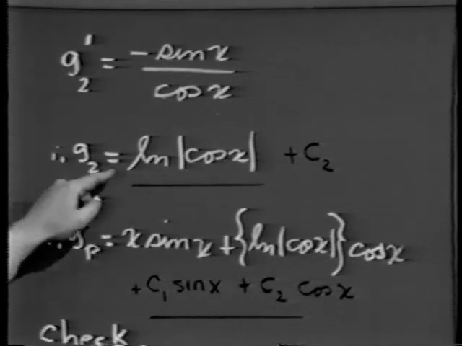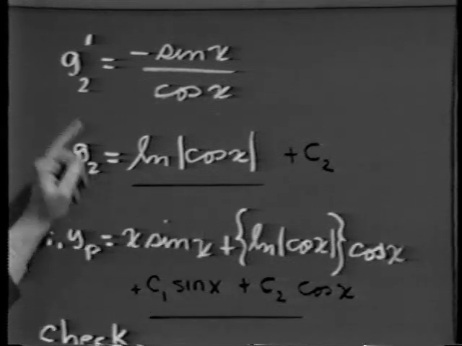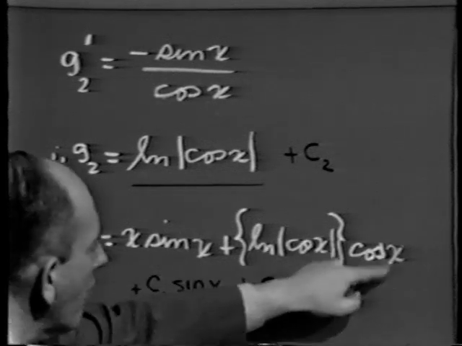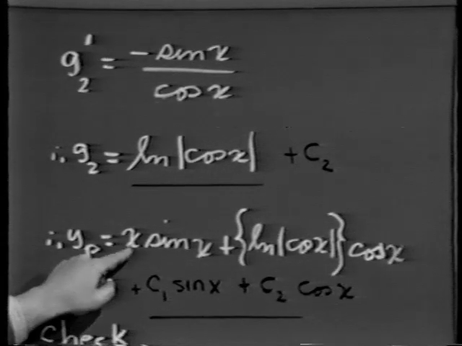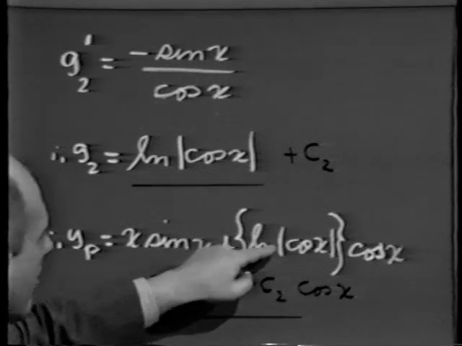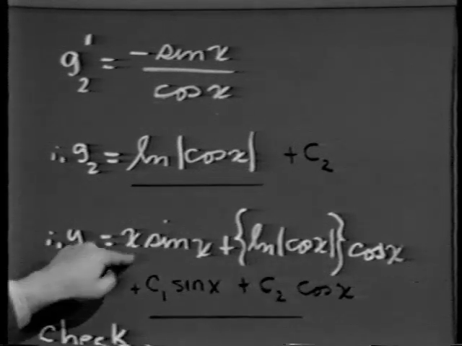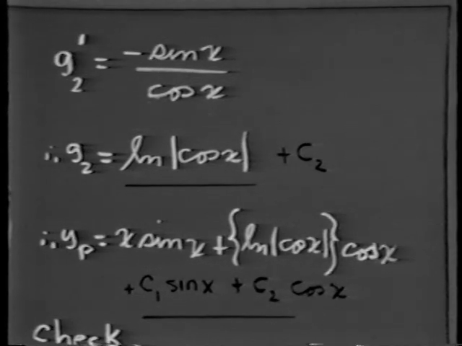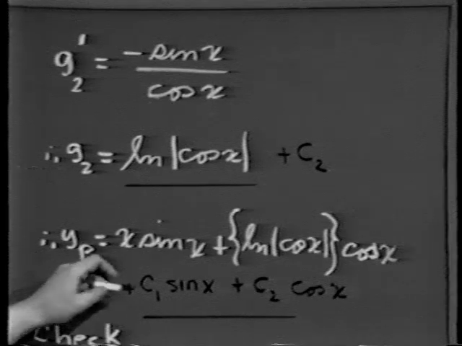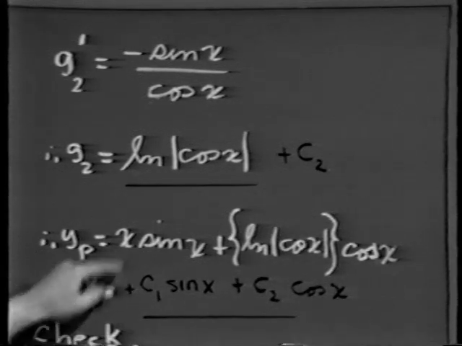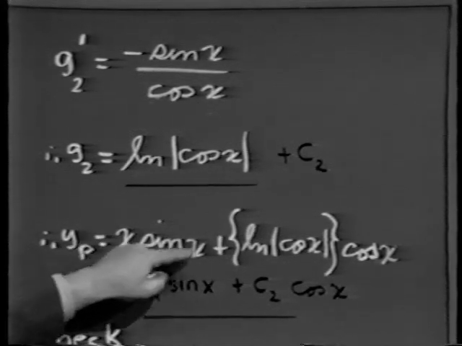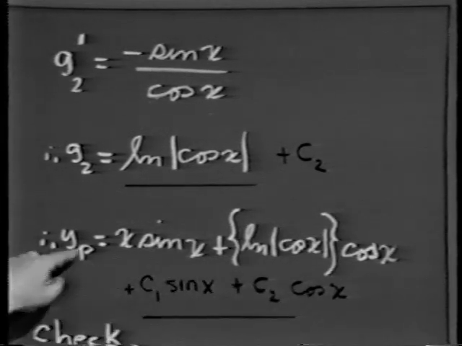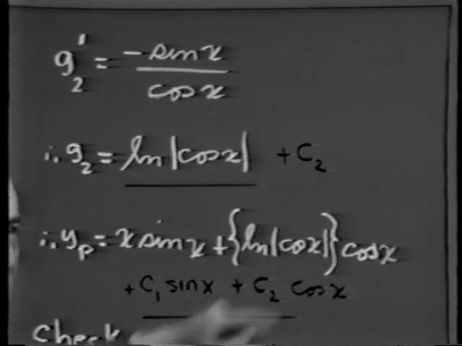But again, all I need is what? A particular solution. How do I get it? I multiply u1, sine x, by g1 and u2, cosine x, by g2. g1 was x. g2 was log absolute value cosine x. Here is my particular solution of the equation y double prime plus y equals secant x. And again, notice if I had put in the arbitrary constants c1 and c2, c1 would have multiplied sine x, c2 would have multiplied cosine x, and I would have found out that I not only had a particular solution here, I had the general solution.